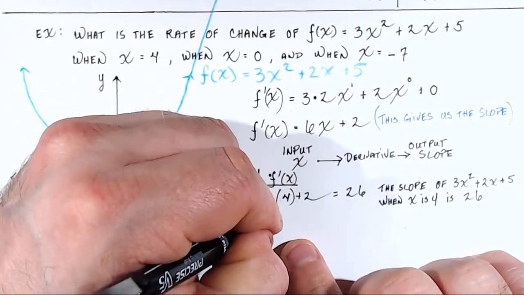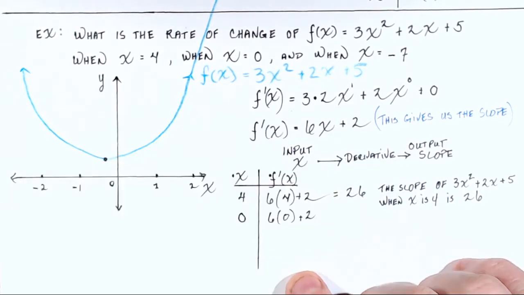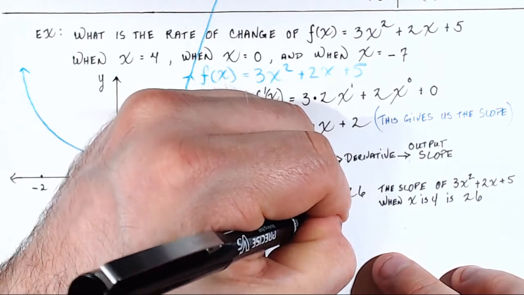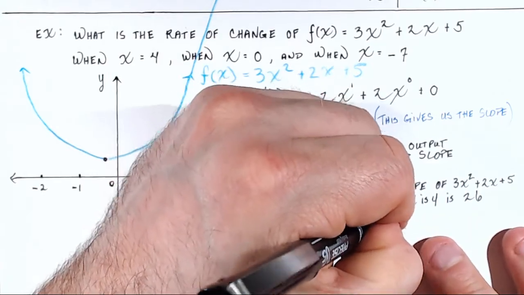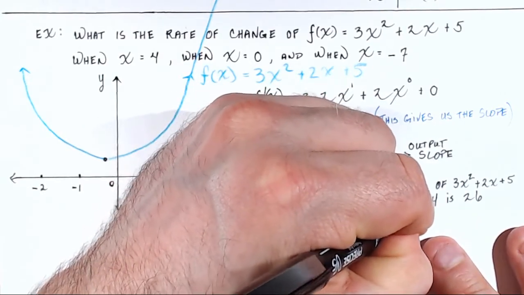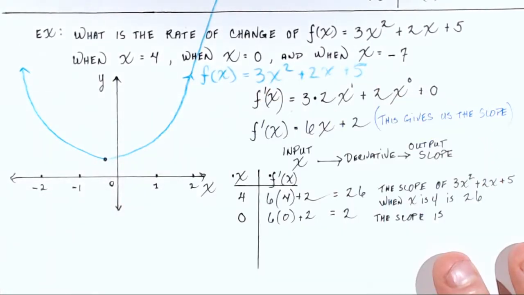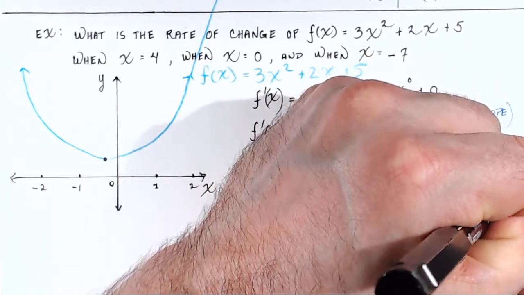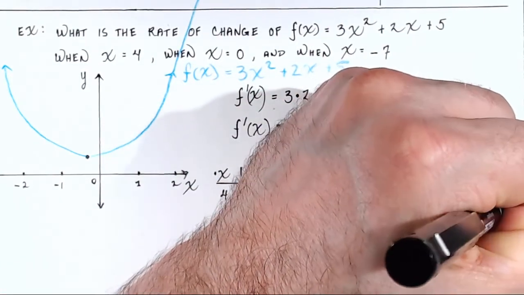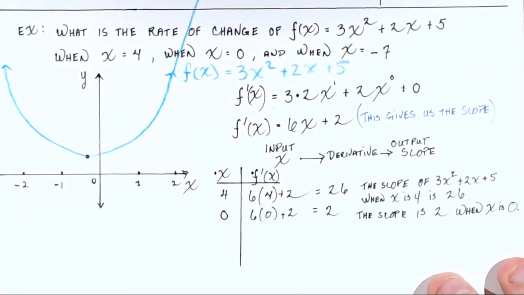So let's evaluate it. 6 times 0 plus 2. Well, 6 times 0 is 0, plus 2 is 2. So that's just 2. So let's write that out. The slope is 2, the slope being the m value, right? The slope is 2 when x is 0. That's interesting.